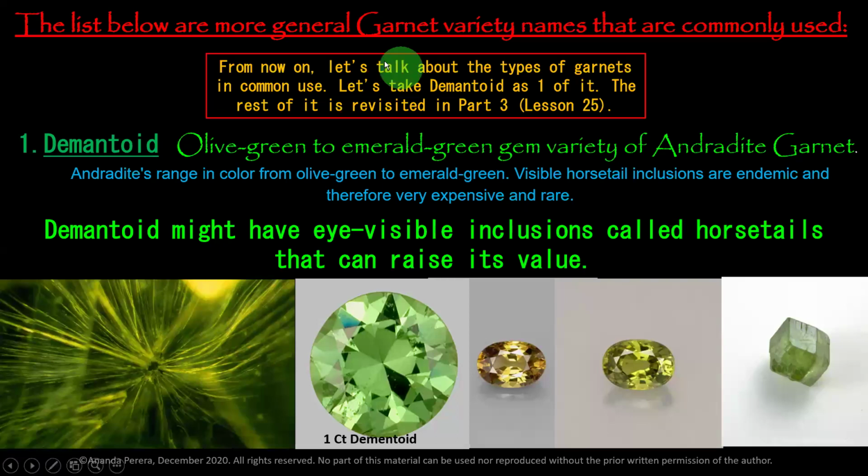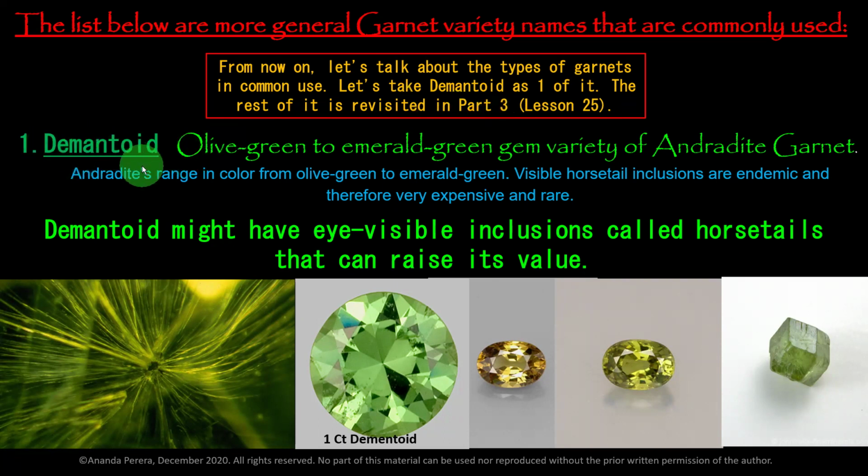Now we are moving to this. This is another green garnet. I told earlier, the green one. The list below are more general garnet variety names that are commonly used. From now on, let's talk about the types of garnets in common use. Let's take demantoid as one of them. The rest of it is revisited in part 3.